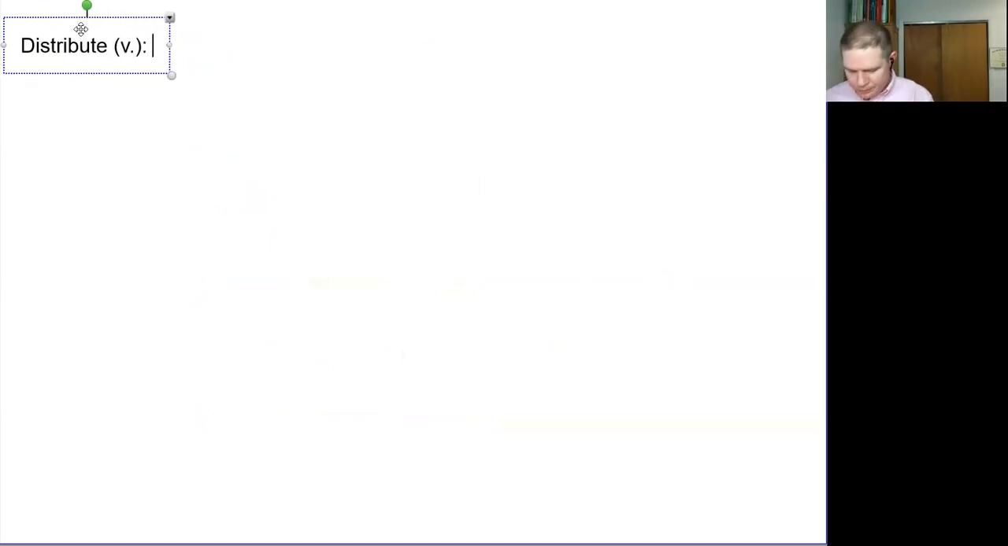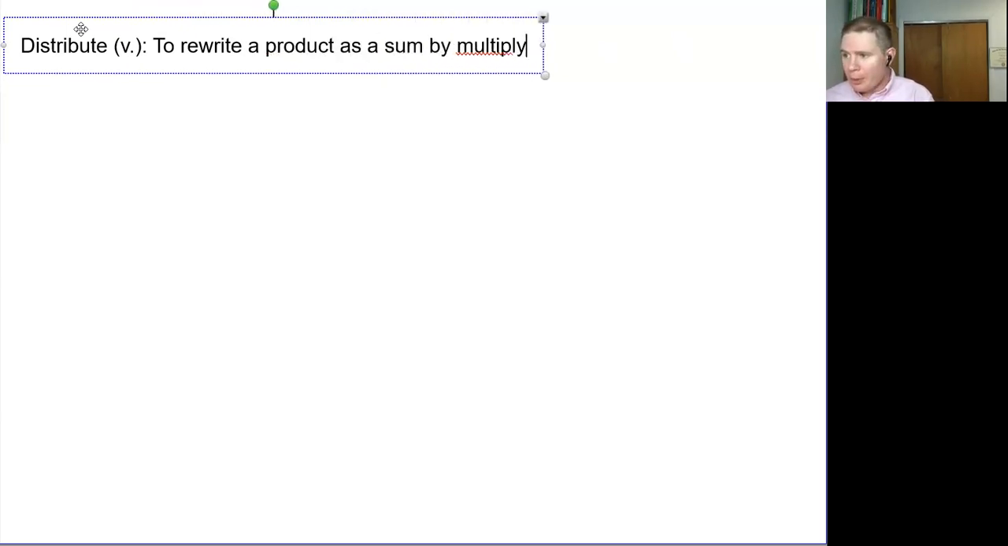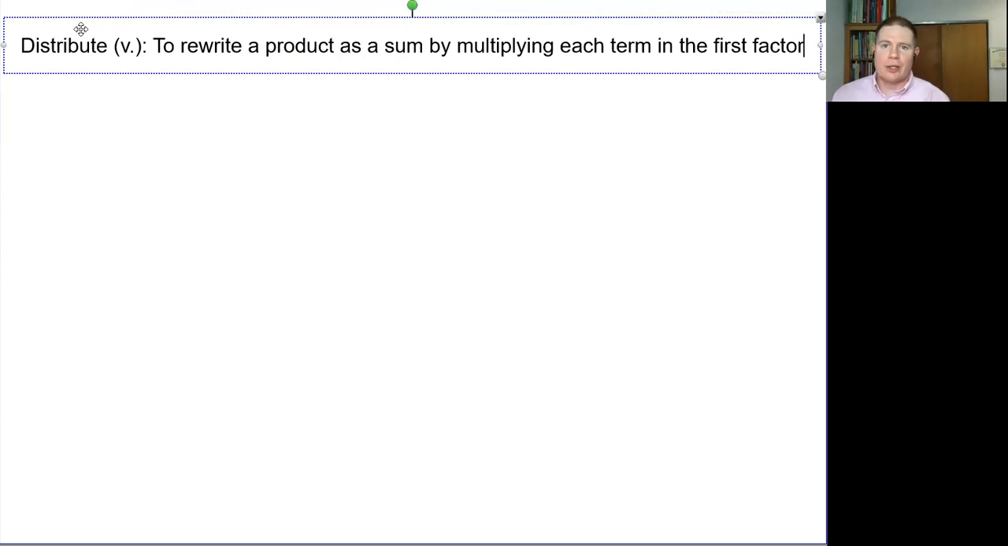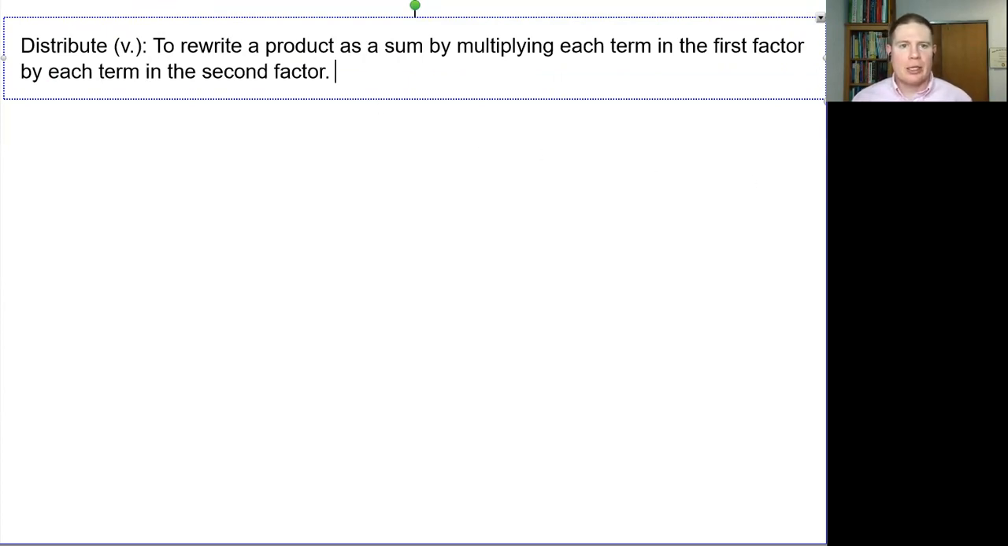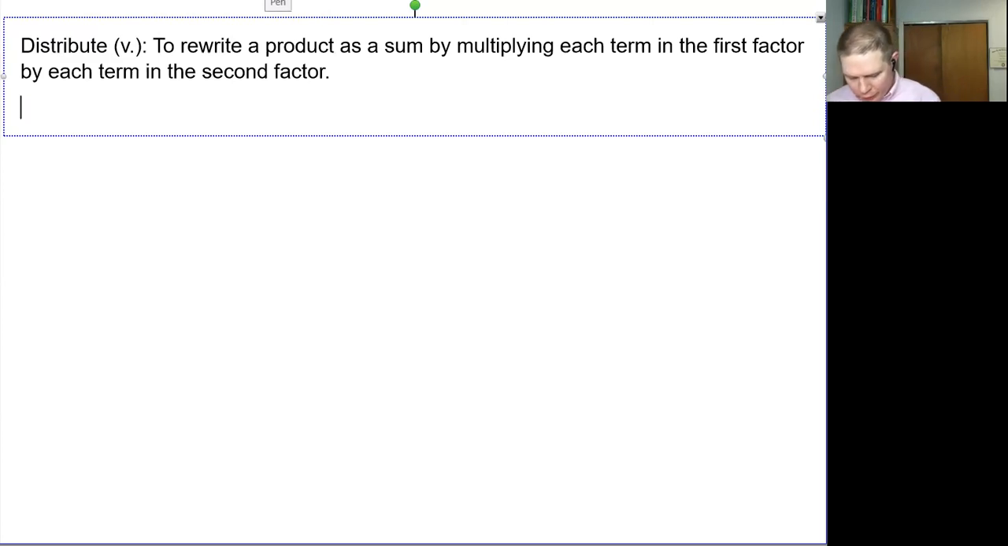And to distribute means to rewrite a product as a sum, multiplying each term in the first factor, and usually our first factor will only consist of a single term, by each term in the second factor. And if we have multiple factors, 3 or 4 or 5 factors, that's going to involve multiple levels of distributing. But classically, this is shown if we have a times (x plus y), we can say that's a times x plus a times y.